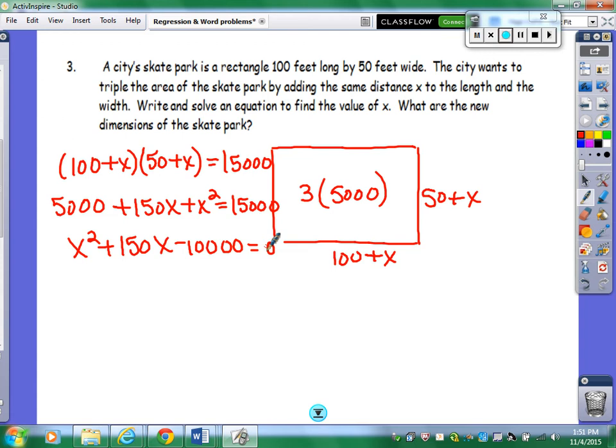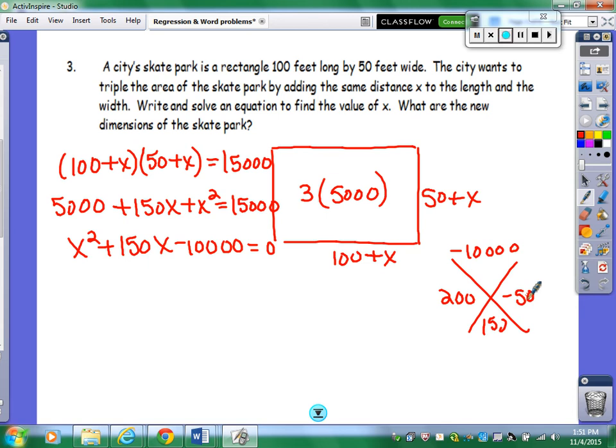All right, so let's see, does this factor? It actually does factor. What multiplies to give you negative 10,000 and has a difference of 150? So it's 200 and then negative 50. And remind me in class, if you can't think of the factors, I'll show you a way in the calculator to find those factors. So just remind me of that when we do calculator stuff in class.